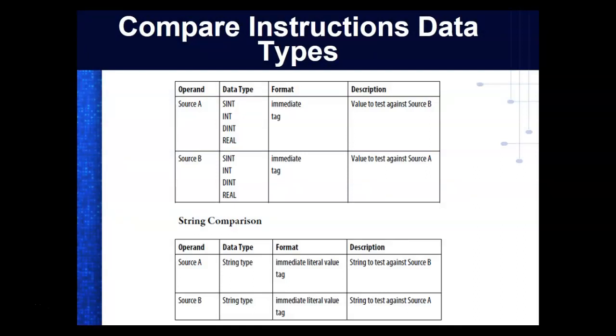We have source A and source B. The data types available to us are a cent, an int, a dent, or a real number. The addressing modes available to us are immediate addressing or tag addressing. So those are the two addressing modes.